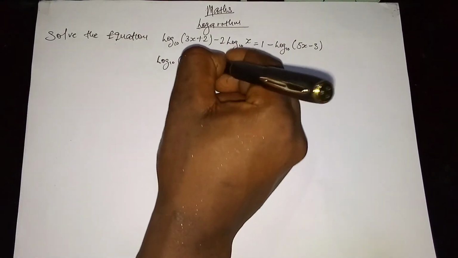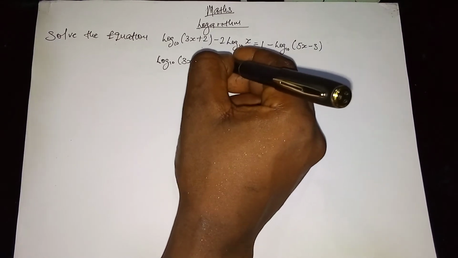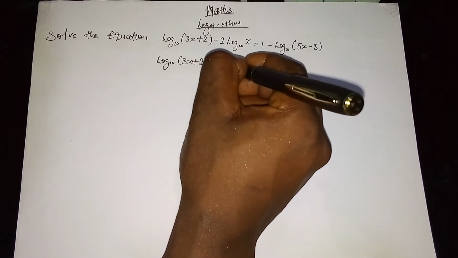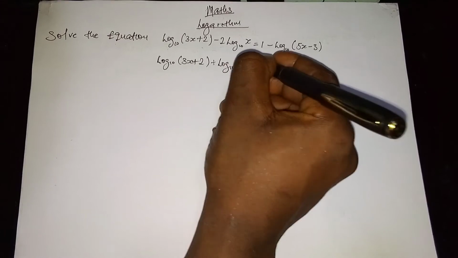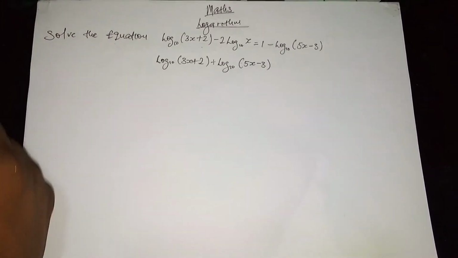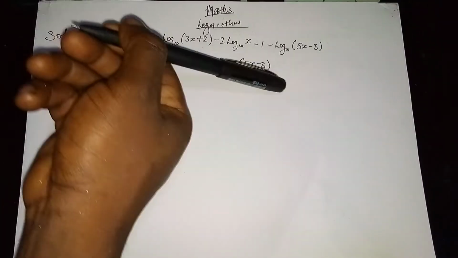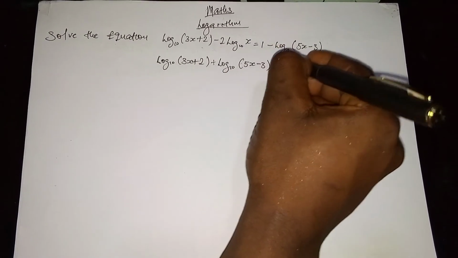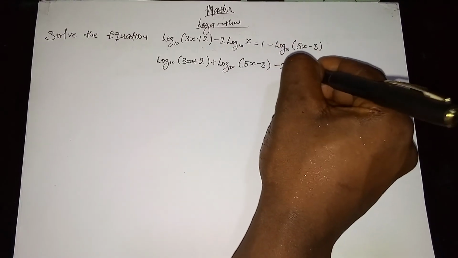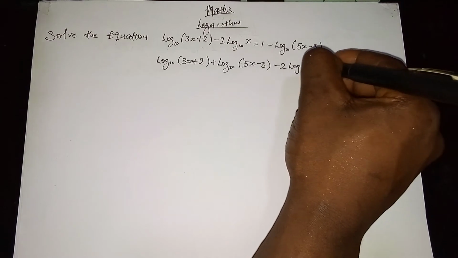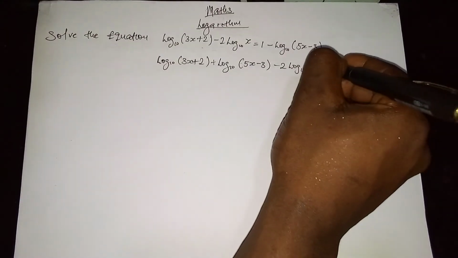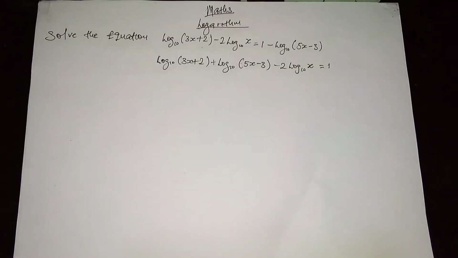So I have positive log to base 10 (5x minus 3). Right now I'm bringing what I have here down, so I have negative 2 log to base 10 x all equal to 1. Remember, 1. So from here the problem looks a little bit more arranged and convenient, right?